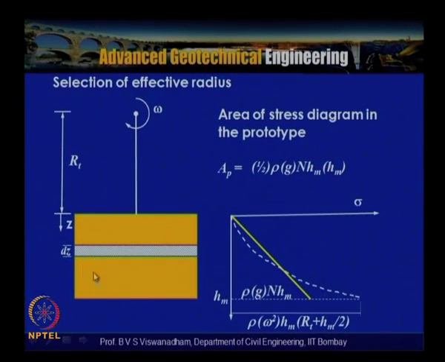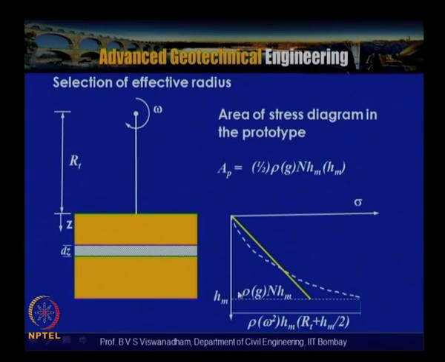So, the selection of the effective radius for a beam centrifuge. Consider a model rotating about a vertical axis, which is shown here, constructed with a material having mass density rho, and this is the center of the shaft. The model is rotating about a vertical axis with velocity capital V, and this small element dz is selected at a depth z from the top surface, and rt is the radius from the center of the shaft to the top surface of the model.